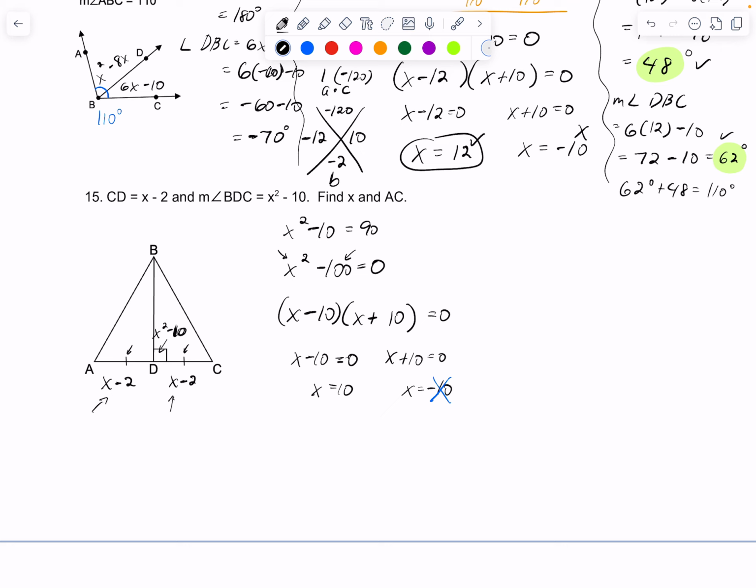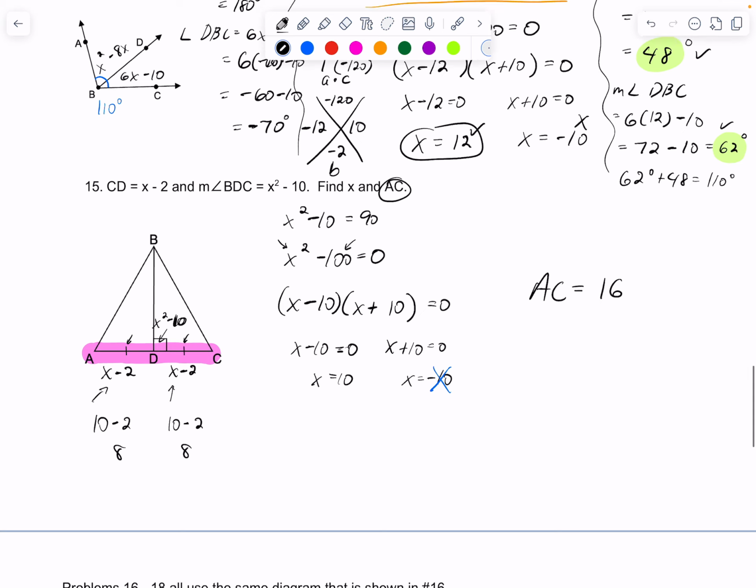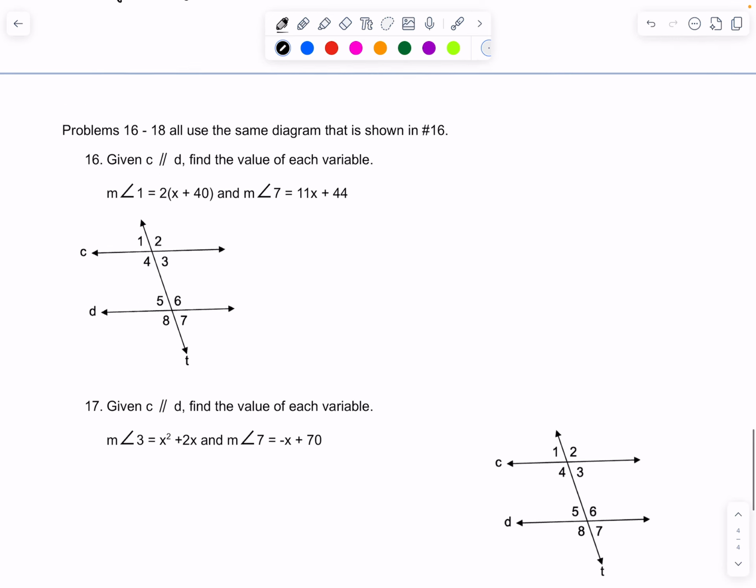So let's see if 10 works, all right? So 10 minus 2, 10 minus 2, both of those are 8, and it wants us to find AC, which is the whole thing, right? So this whole thing is AC. So when you add those two together, you get 16. So the length of segment AC is 16 units. Okay, that's 15. Let's go to 16 through 18.